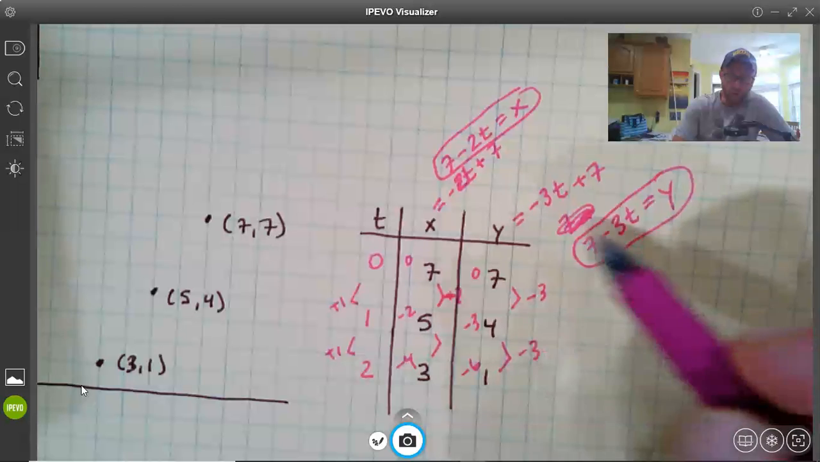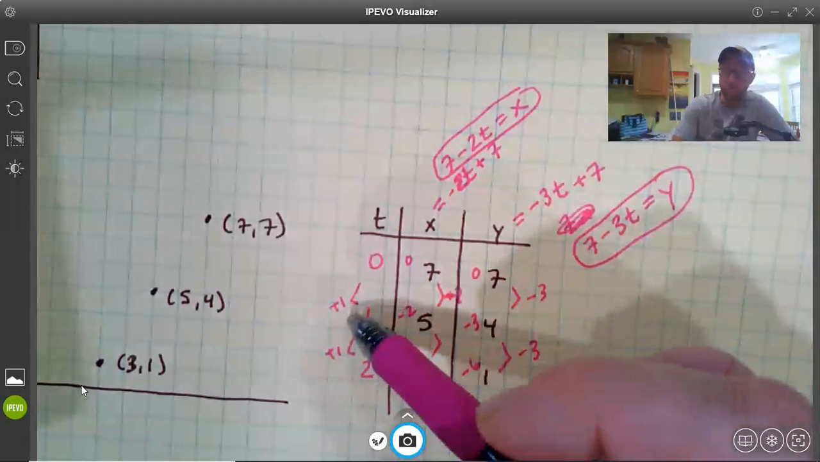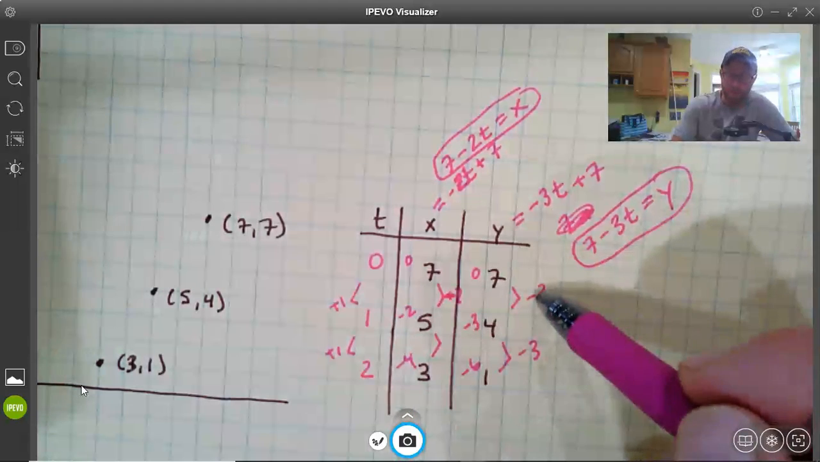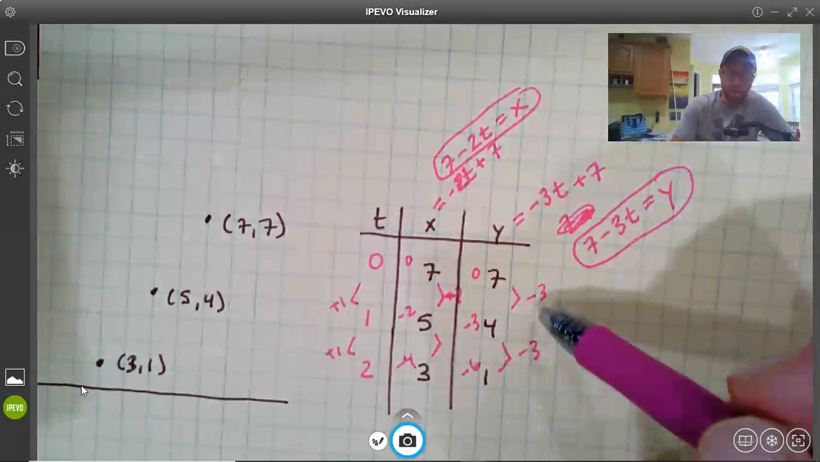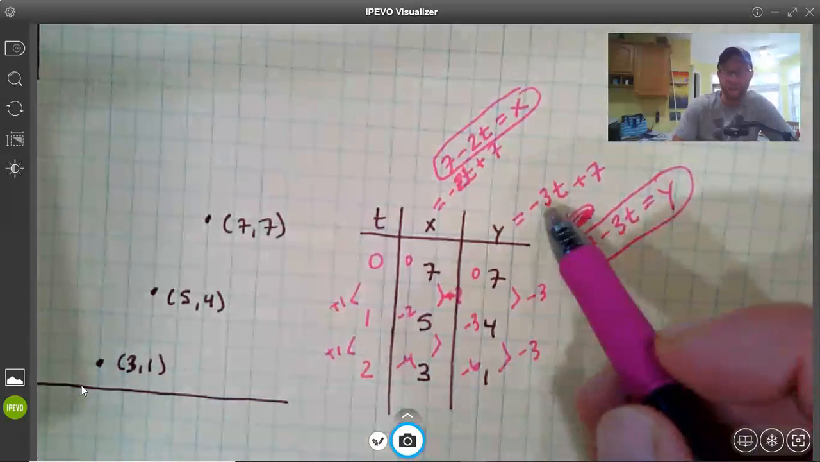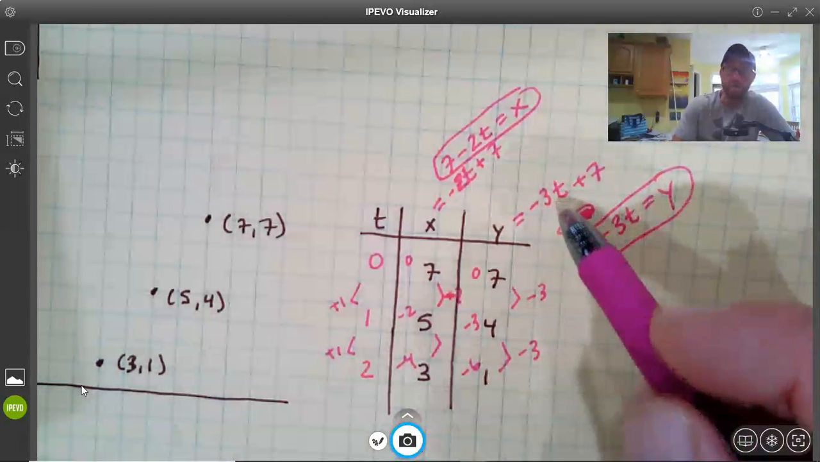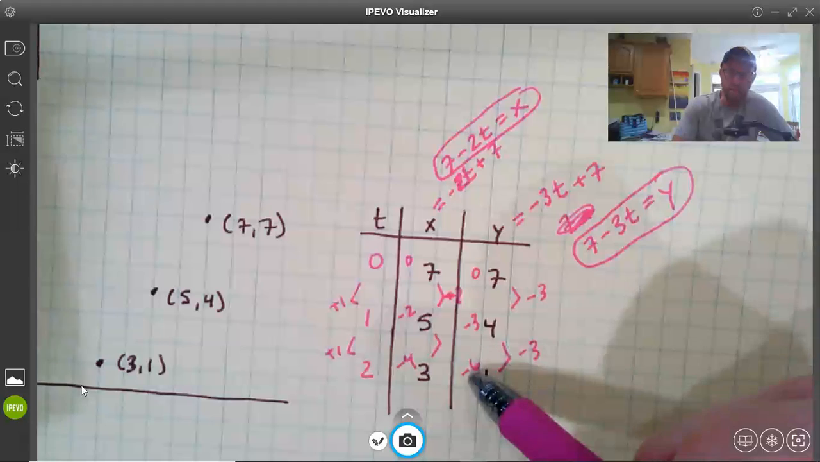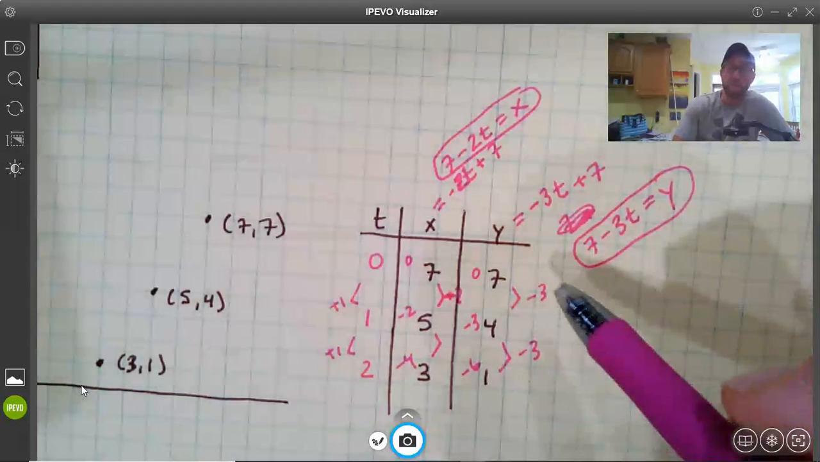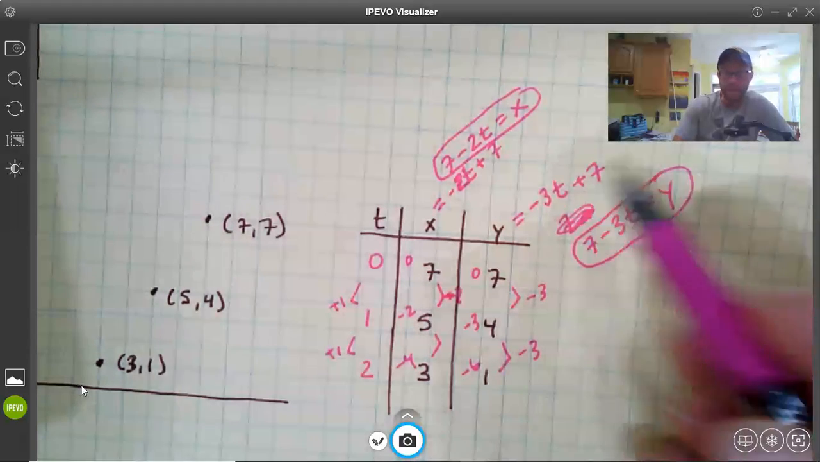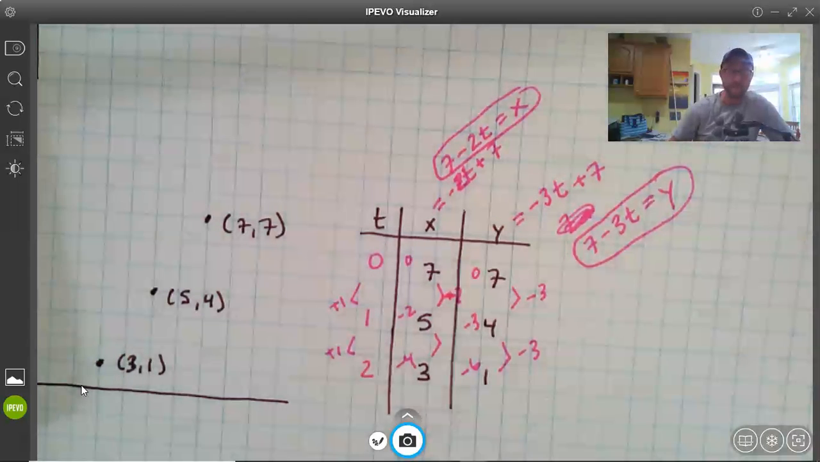Then over here, I know that my change in y with respect to t, we're going down 3 every time t went up 1, so our coefficient was negative 3 over 1, or just negative 3. But if I use the rule y equals negative 3t, I would output 0, negative 3, and negative 6. I don't want those three numbers. I want 7, 4, 1. So I had to adjust again by adding 7. So my rule ended up being 7 minus 3t.